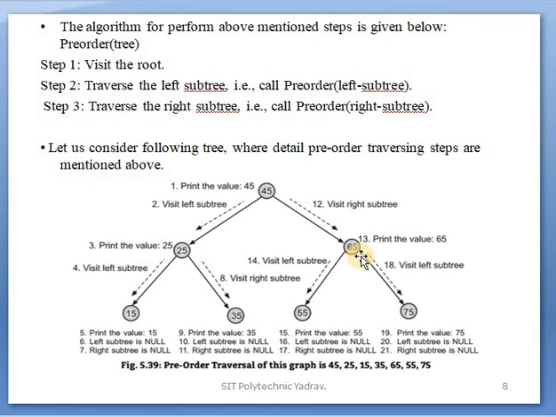In the right subtree again print the root first. The first step is the root, so 65 will be displayed, after that 55, after that 75. That's how pre-order traversal works.